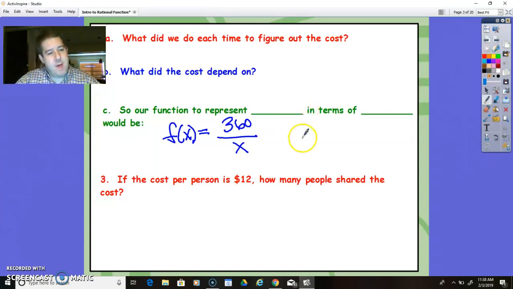So anytime you have a variable in the denominator of a fraction, because you remember rational numbers are any numbers that can be expressed as a fraction, then you have a rational function.